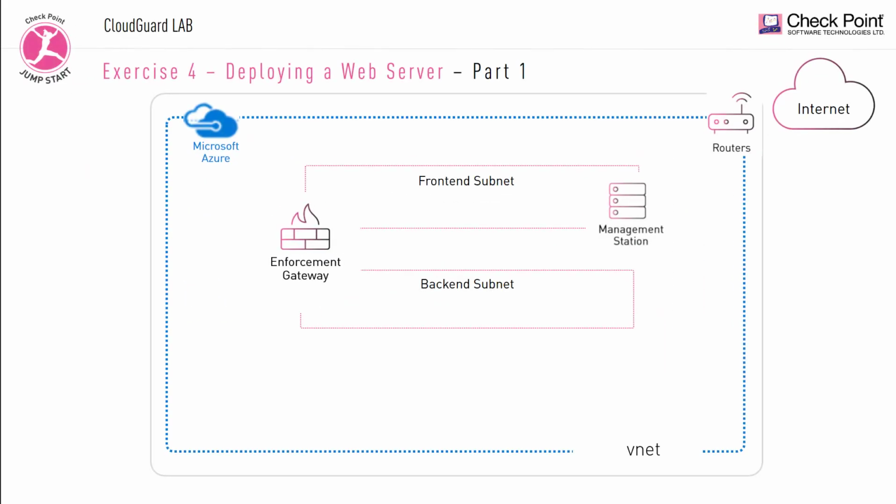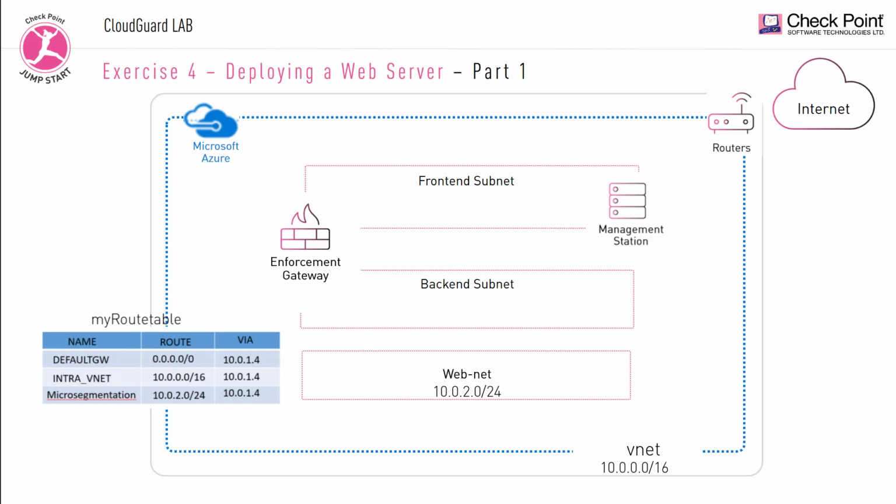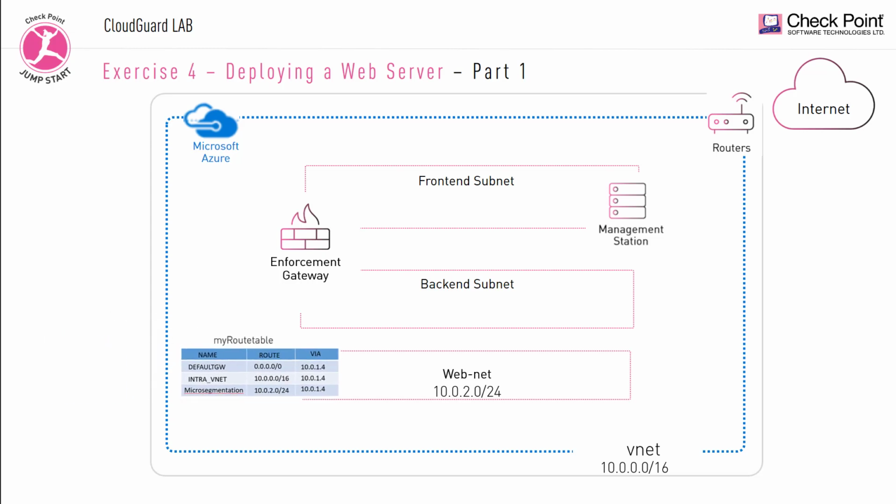Before exiting, let's recap once again. We created the third subnet called WebNet with a range of 10.0.2.0/24, which falls within my VNet VPC range. We created a routing table called my route table. We added 3 routes to this route table, which all point to the CloudGuard gateway, the virtual appliance. Default of 0.0.0.0/0 with the next hop of 10.0.1.4. Intra VNet of 10.0.0.0/16 via next hop of 10.0.1.4. Micro segmentation route 10.0.2.0/24 via next hop of 10.0.1.4. We then associated this route table to the web-net subnet.